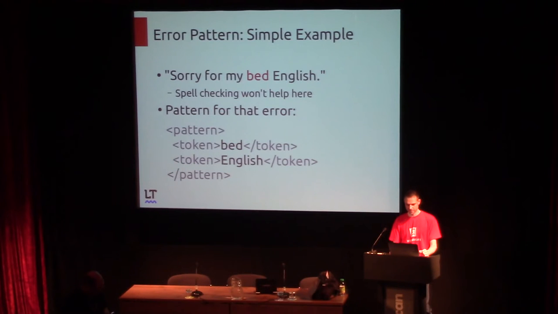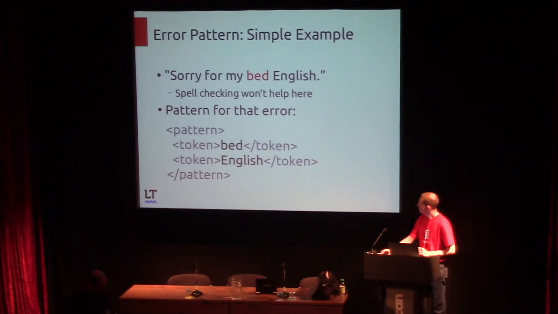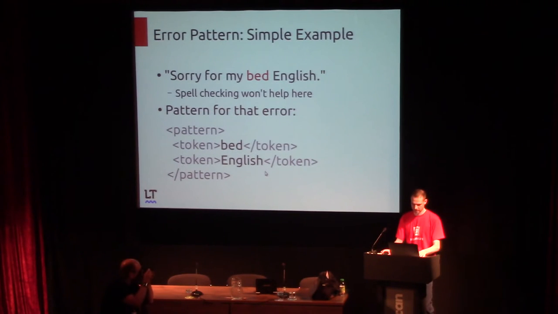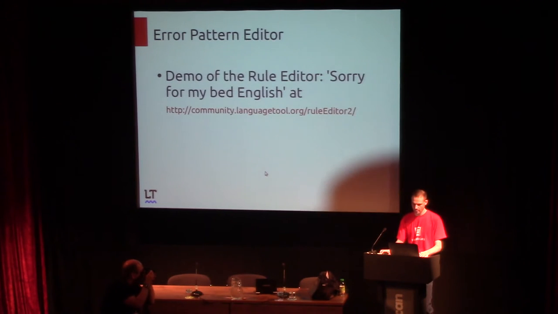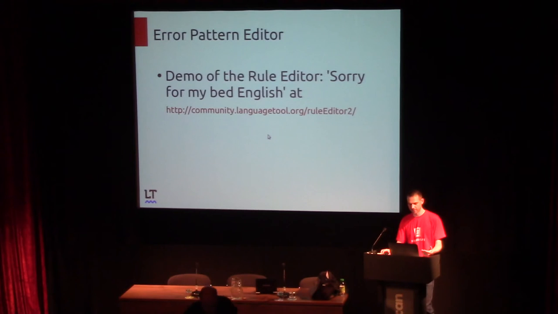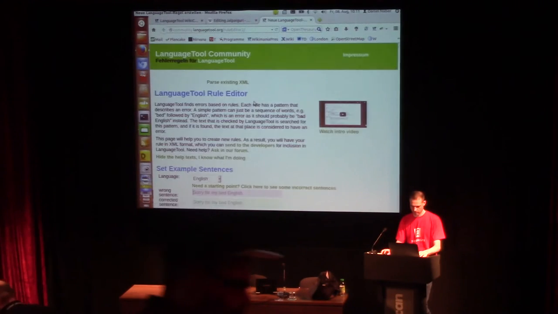The very simple pattern you can use with Language Tool is just a sequence of words. This is expressed here in some simple XML. So you have just the word "bad" followed by the word "English". That's the simplest case. But how do you come up with these rules? Well, there are error patterns, and we also internally call them rules. You can write these rules with an online tool we have developed that I'm now going to show.